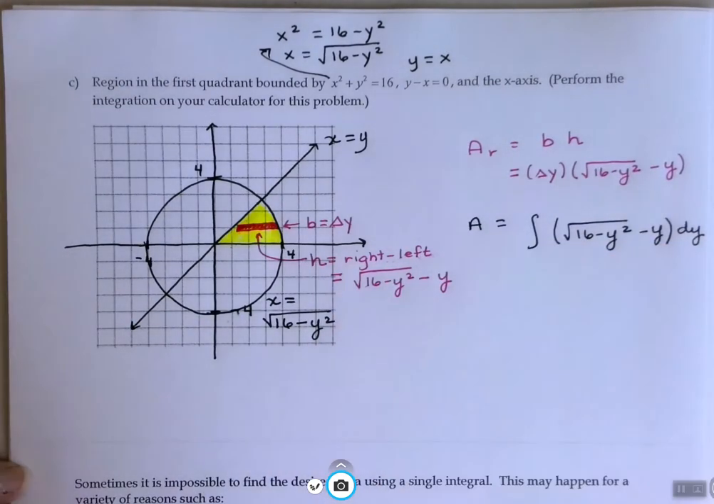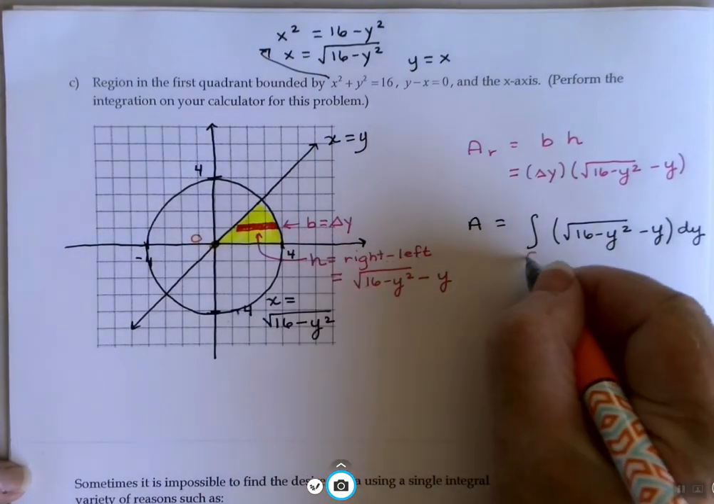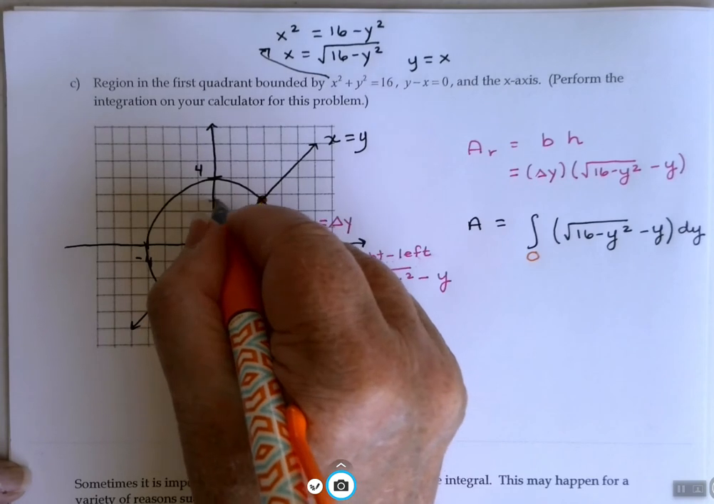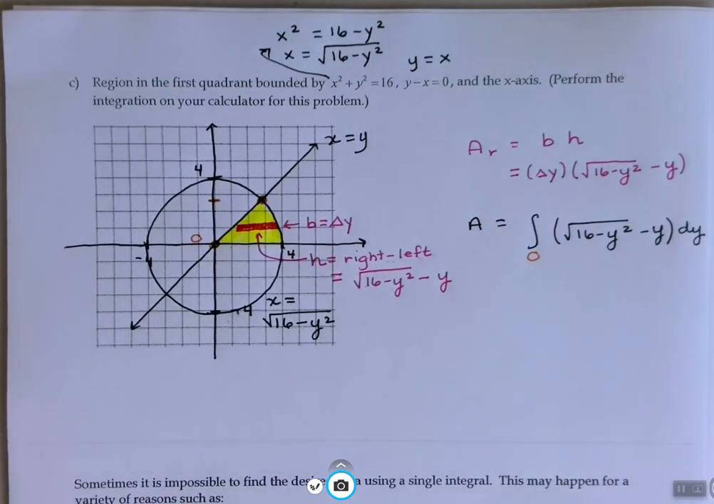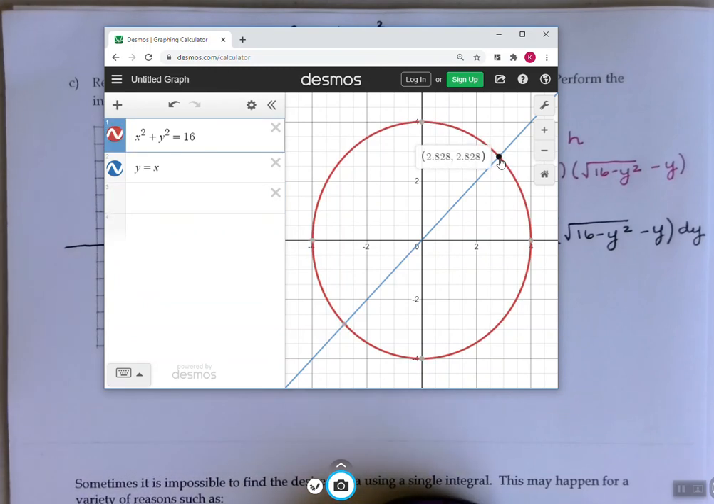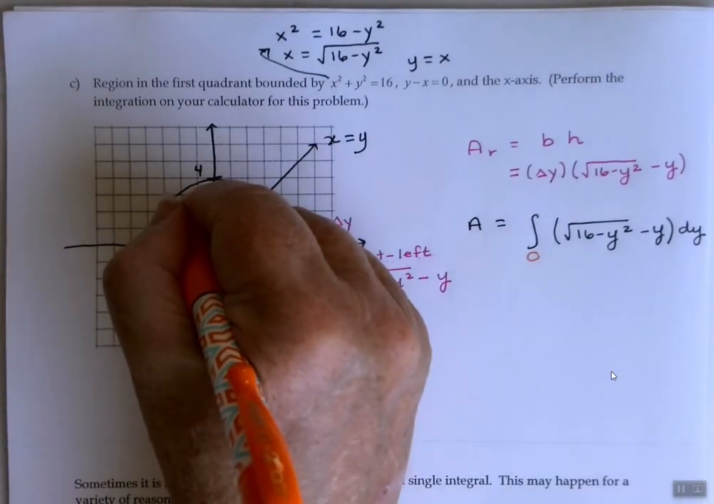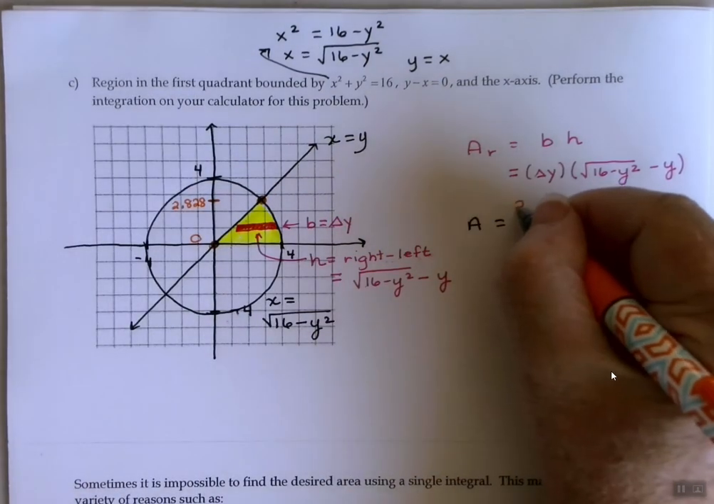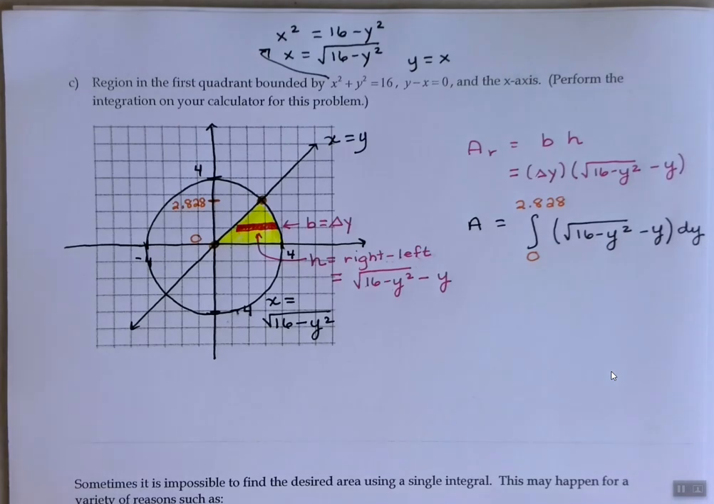And because these are y values, I need the y values for the limits of integration. Clearly we start here at y equals 0, but I am going to need the y value up here at that intersection point for my upper limit of integration. Okay. I've gone ahead and I've actually graphed this already for us on Desmos. There's the circle, x squared plus y squared equals 16. There's the y equals x line. And there's the intersection point, about 2.828, actually for both x and y, but it's the y value that I'm interested in right now. So this is 2.828 for my upper limit of integration.